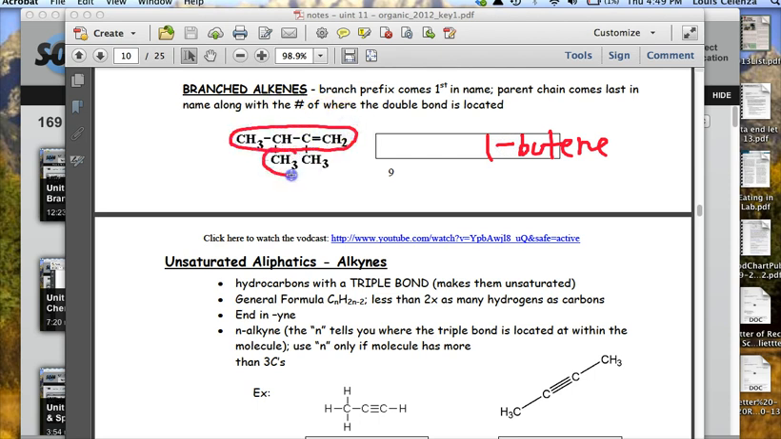Now notice I have two methyls. I know that's going to be dimethyl. Dimethyl 1-butene. And you have to put a number. Those are on the second and third carbons. So this would be 2,3-dimethyl-1-butene. Okay? I know that's complicated. Let's quickly run through and do the alkynes also.